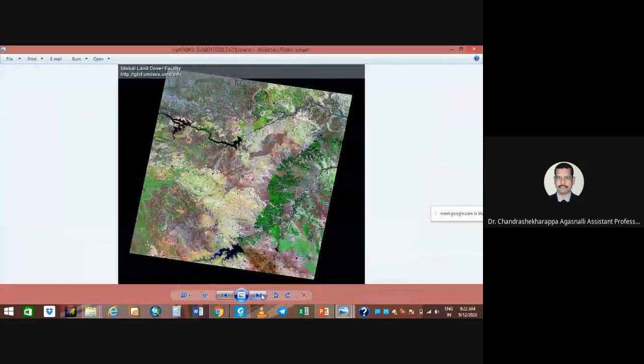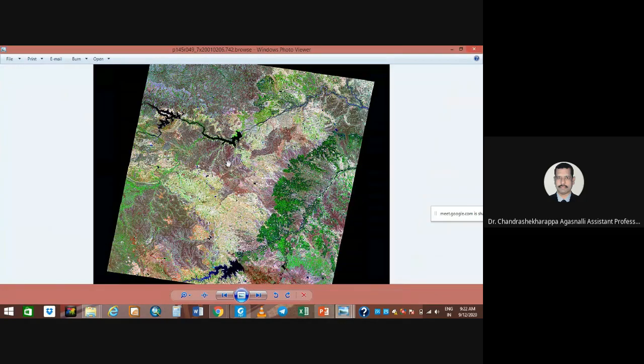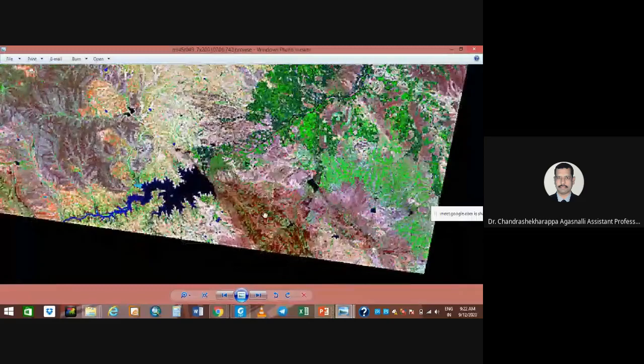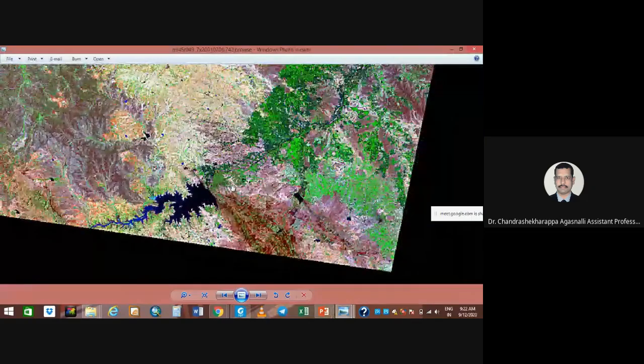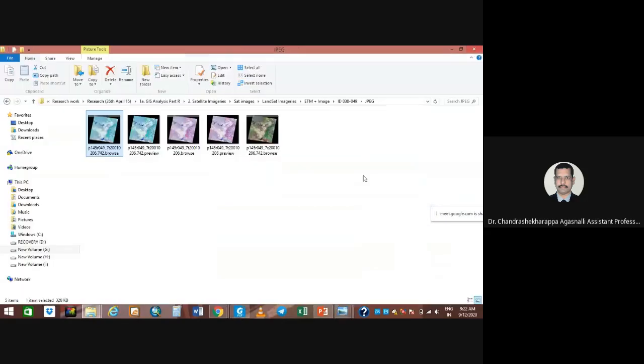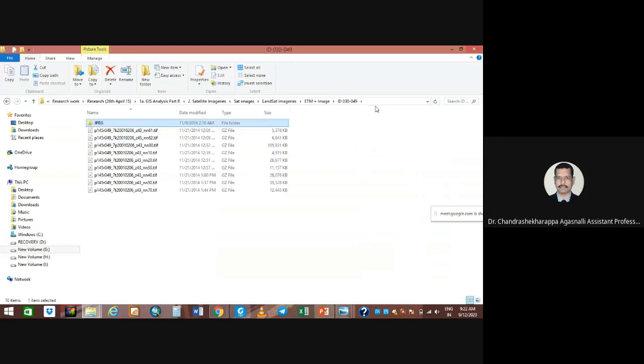This is another data set, called global land cover data, land use and land cover data, with different processing. You can see this. In some imageries, some features are very clear, depending on the filtrations.